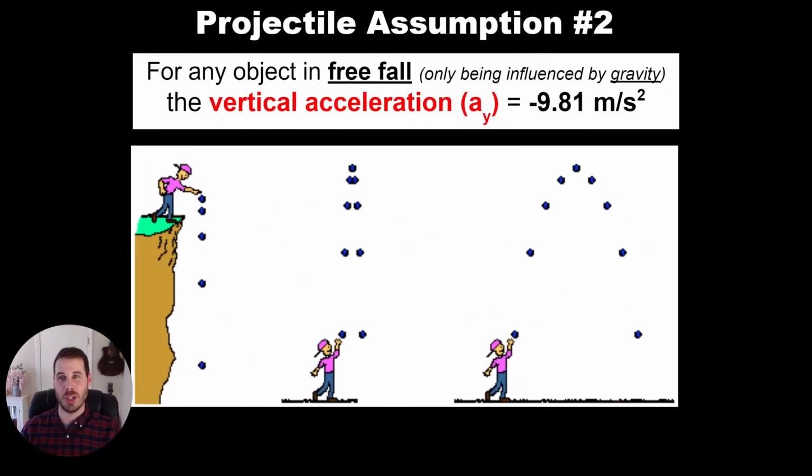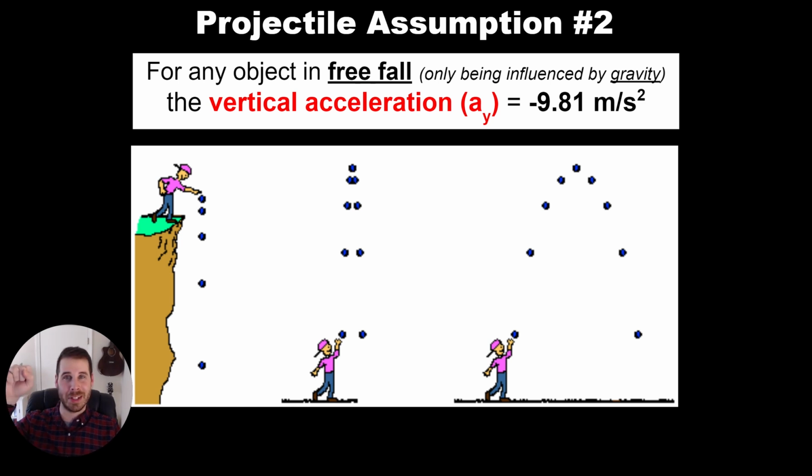Let's look at projectile assumption number 2. This assumption is one that maybe you already know. It's that for any object that is in free fall, meaning again only being influenced by gravity, the vertical acceleration of that object is going to be equal to negative 9.81 meters per second squared. Again, you've probably seen that number before. It's the number that describes the rate of acceleration of any object on Earth's surface that is allowed to fall.